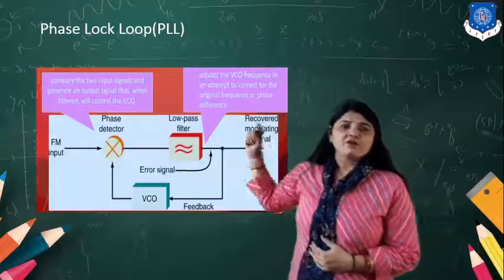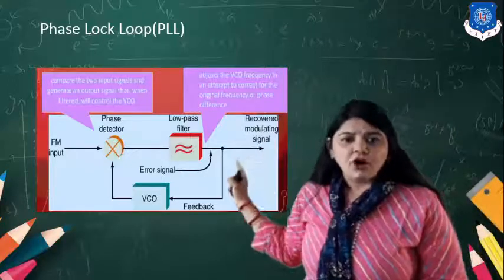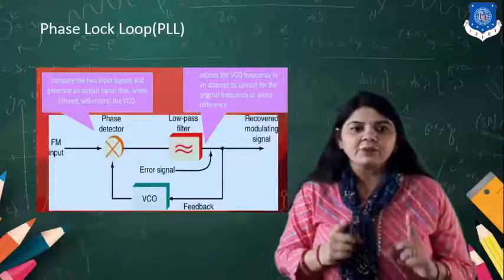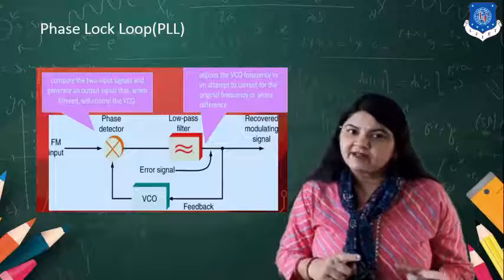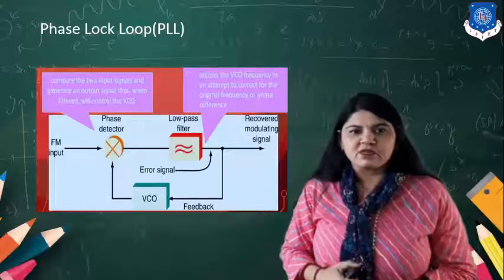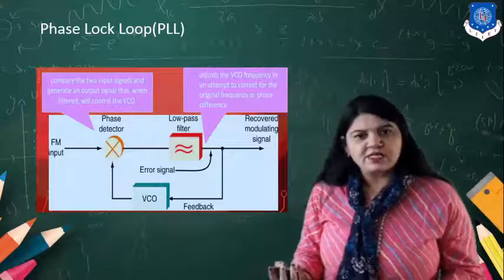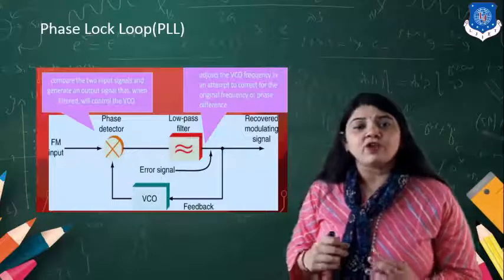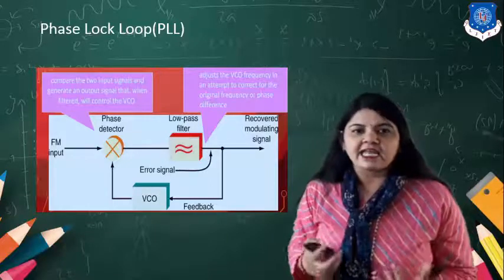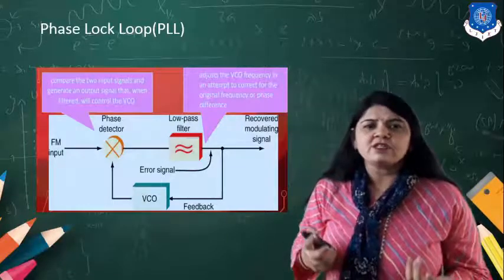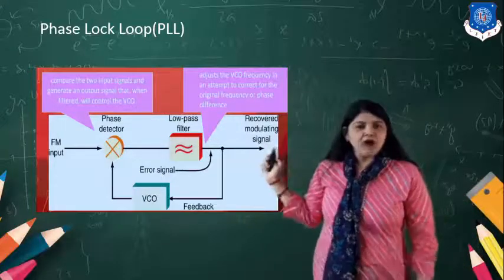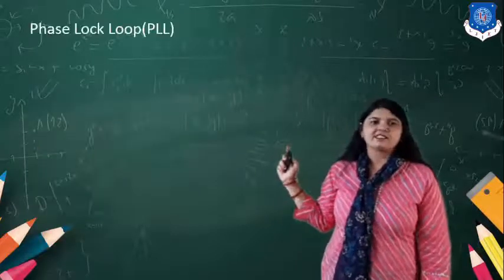So this is the function of the phase detector: it compares the two input signals and generates the output signal, and the filter controls the VCO. The low pass filter adjusts the VCO frequency in an attempt to correct for the frequency or phase difference. This way we have the output from the phase lock loop.